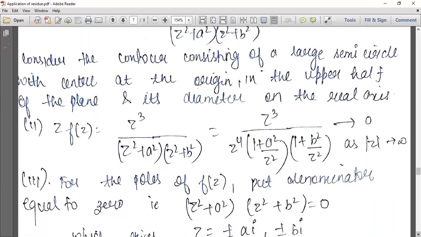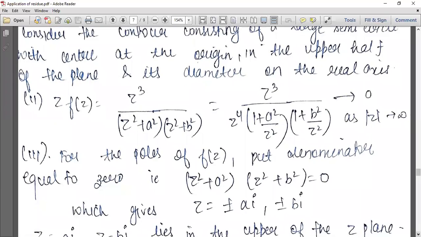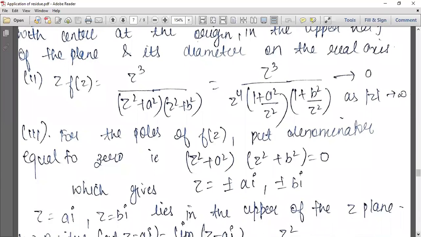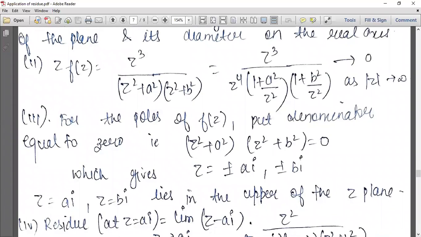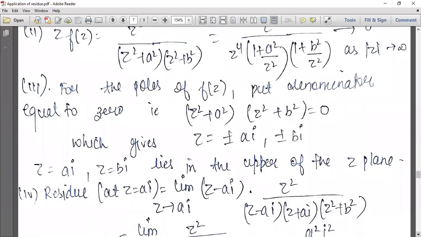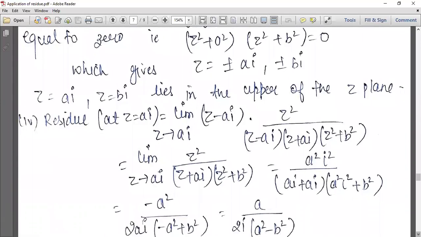So again, I have to find the poles. Just put the denominator equal to 0. This will give me plus minus a i and plus minus b i. The same as above, positive imaginary parts only. So a i and b i will be in my contour, and minus a i and minus b i lie in the lower half of the z plane, so they will be out of my contour. So I will calculate the residue at z equal to a i and z equal to b i only.